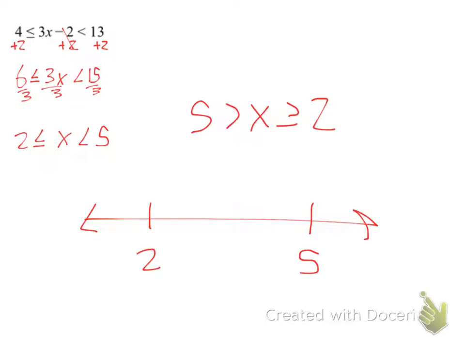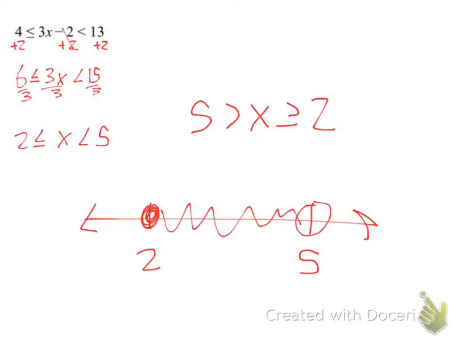Is 2 included? Yes. 5? No. And x is in between. So you can kind of see this is a compound inequality, which means it's from 2 all the way to 5. So yes, I should shade there.